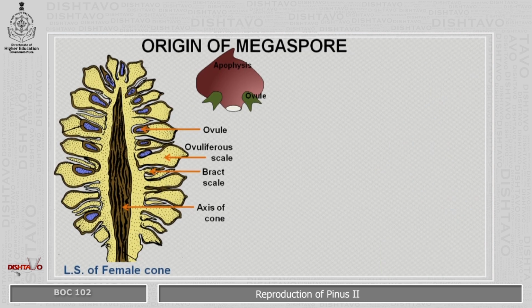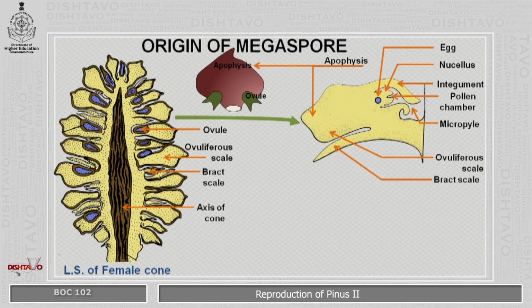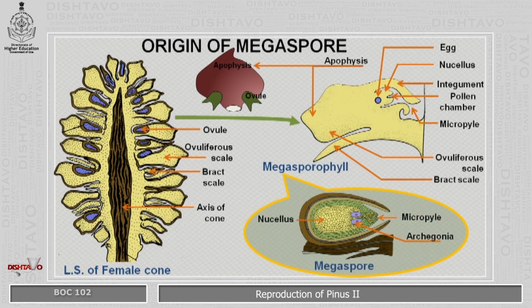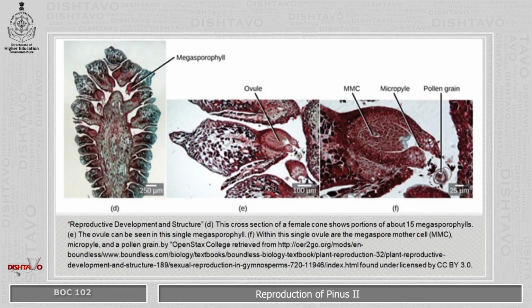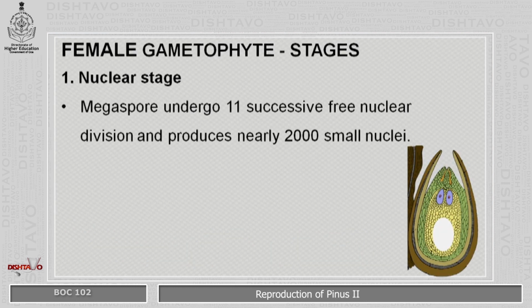Origin of megaspore. This is the LS of the female cone, which gives rise to the megasporophyll, in which the megaspore develops. This is the cross section of the female cone, then a single megasporophyll, and inside that megasporophyll the mother cells are present. Female gametophyte stages are divided into the nucellar stage, wherein the megaspore undergoes 11 successive free nuclear divisions and produces nearly 2000 small nuclei.